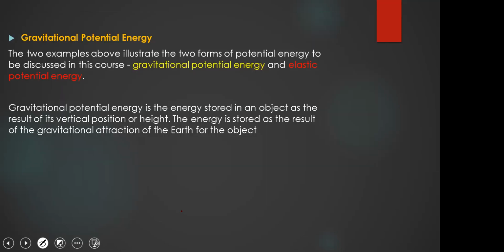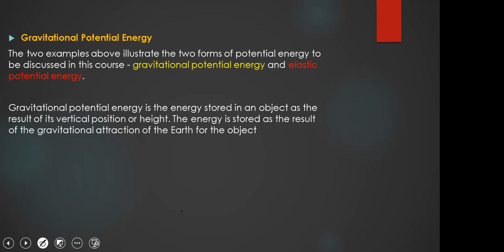So now the two examples above, in the previous slides, illustrate the two forms of potential energy to be discussed in this course. After we talk about potential energy, let's talk about the two types of potential energy, gravitational and elastic. We have gravitational potential energy and elastic potential energy. Let's start now with the gravitational potential energy.